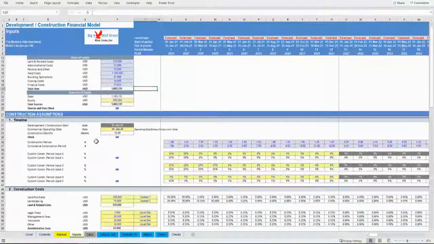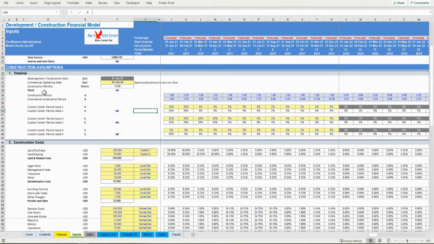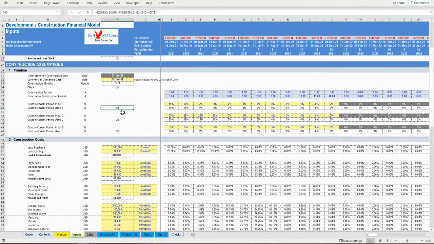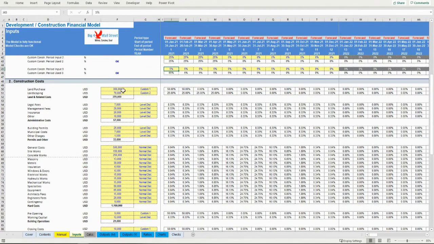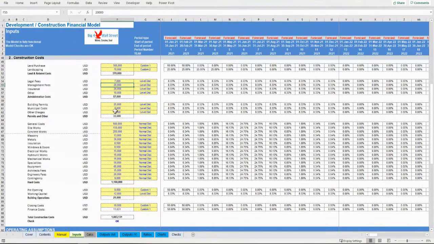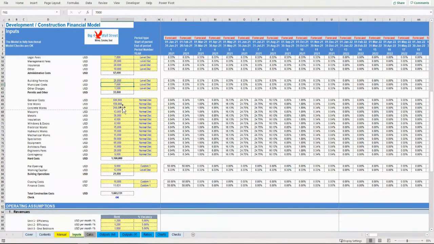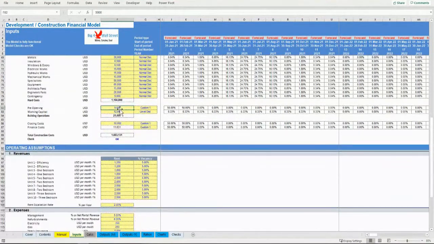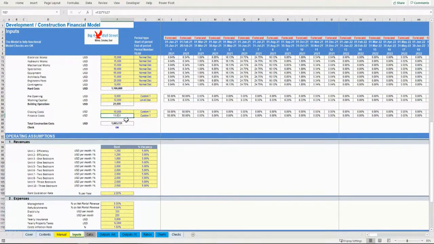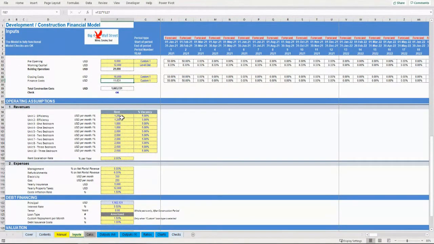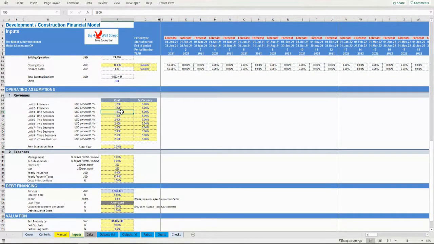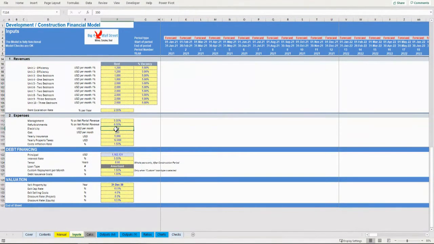Moving on to the Inputs tab, you can adjust the various assumptions of the model based on the specifications and requirements of your business. In yellow, whatever can be amended as an assumption. So effectively you can adjust a set of inputs such as construction costs, land and related costs, administrative costs, permits and other hard costs, building operations, closing costs, finance costs, along with debt and equity financing, monthly rental revenue for each unit, percentage vacancy per unit, rent escalation rates, management expenses, refurbishments, utilities and insurance, as well as property taxes.